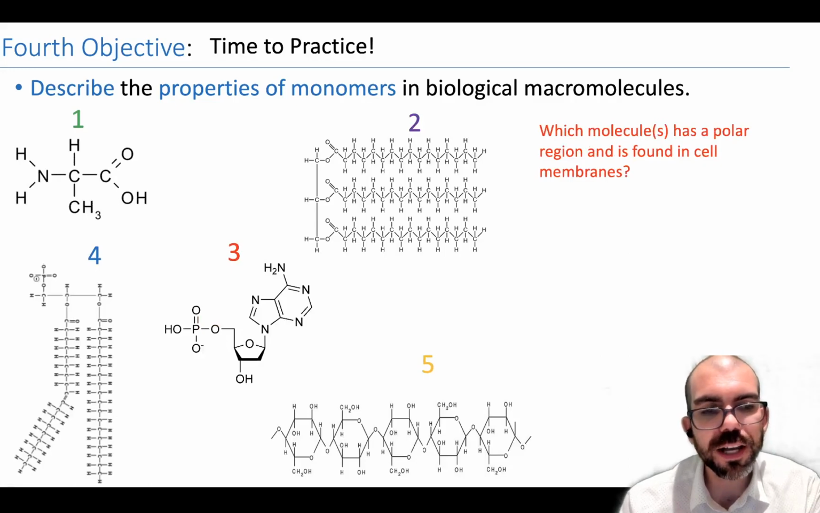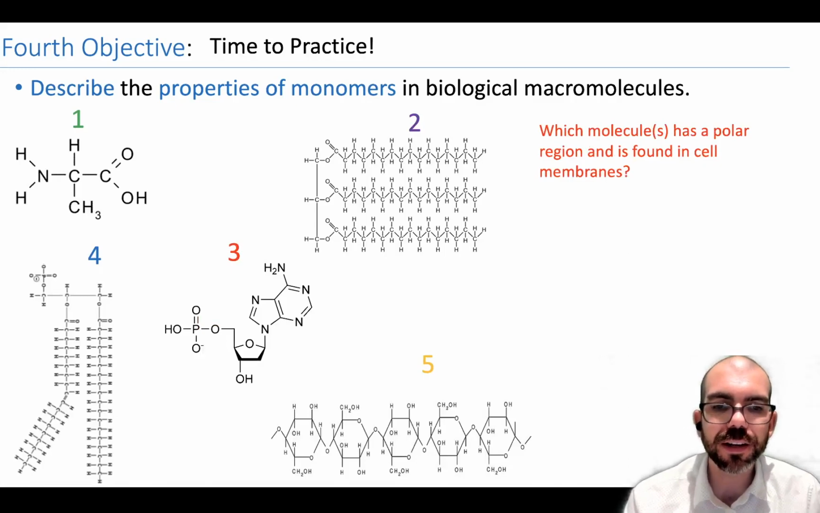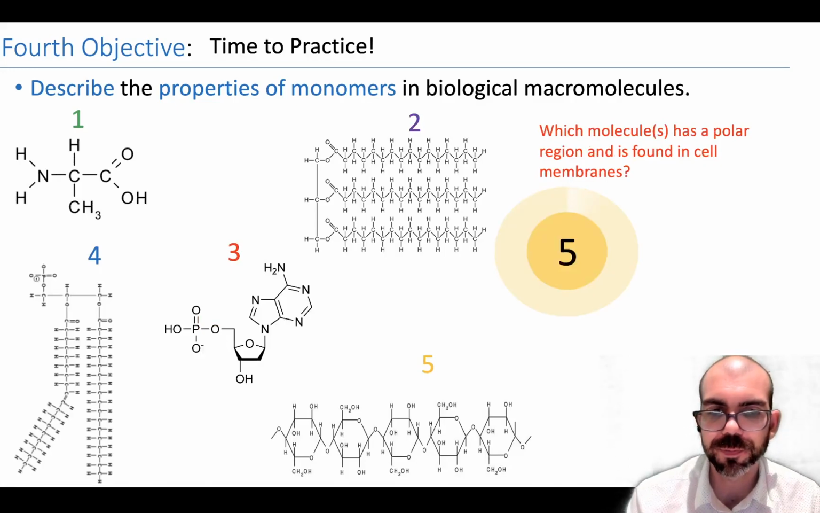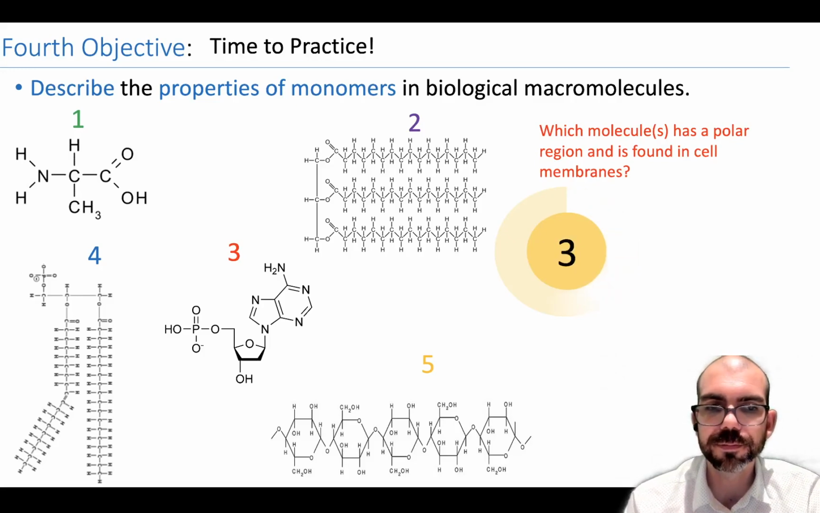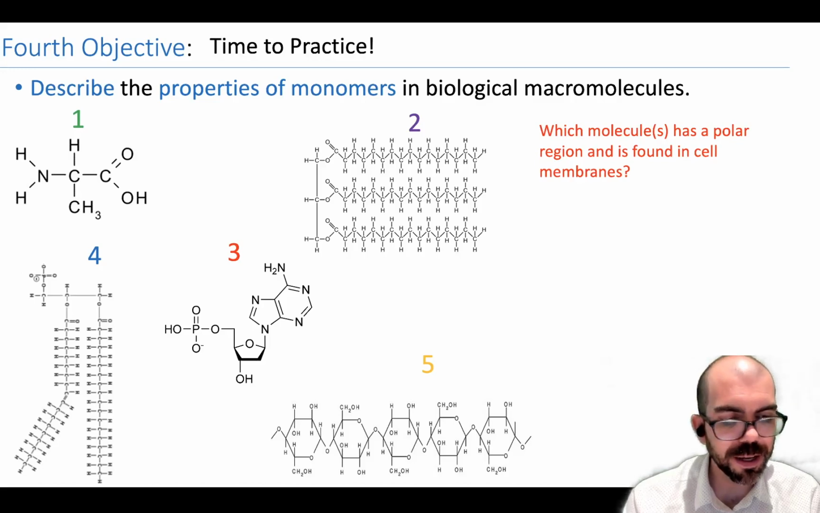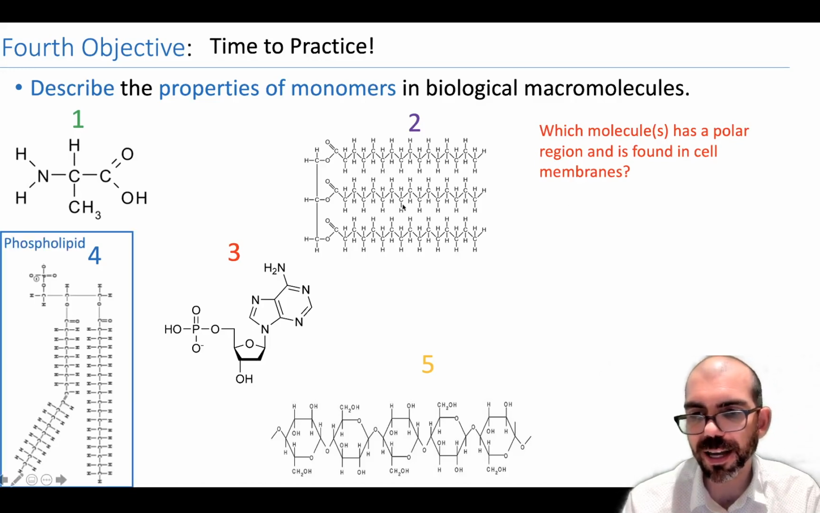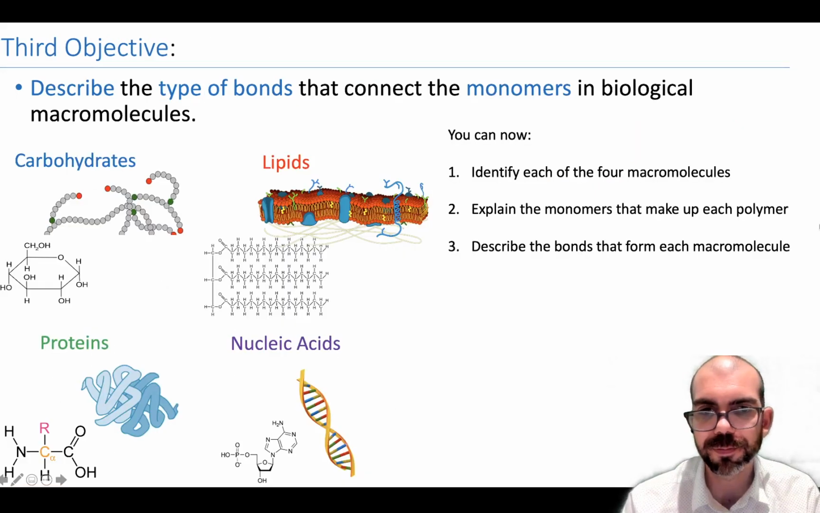Which of these molecules has a polar region and is found in cellular membranes? This, of course, would be the phospholipid. You can see that here with number 4. We have our fatty acid chains, one saturated, one unsaturated because of that double bond. And you can see the phosphate group right there that gives it its polarity.